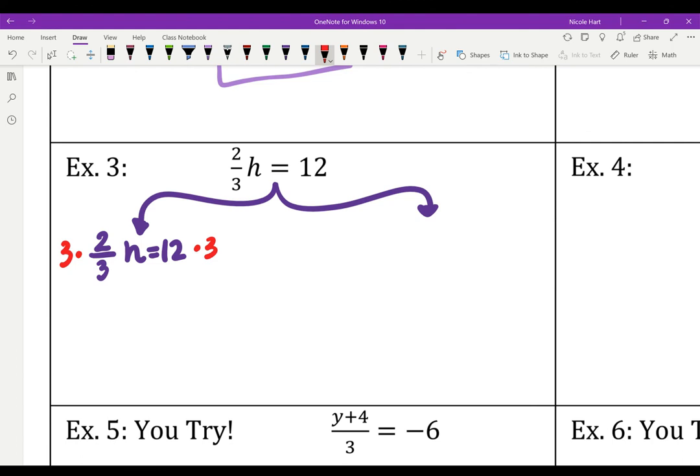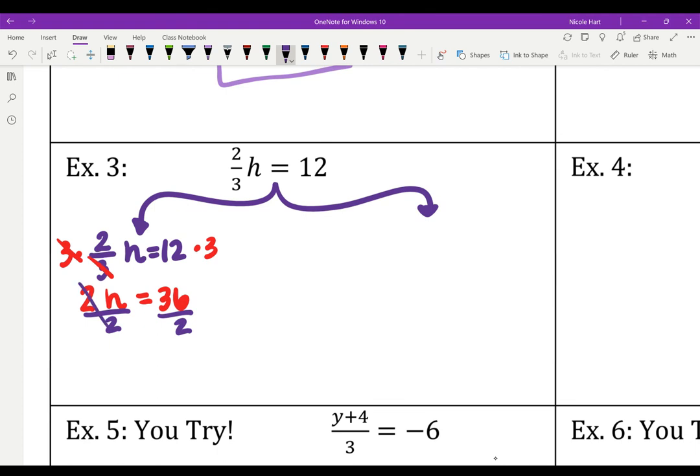Multiplying by 3, the 3's on the left-hand side cancel out and we are left with 2h. And then on the right-hand side, 12 times 3 is 36. And then our final step would be to divide by 2, divide by 2.